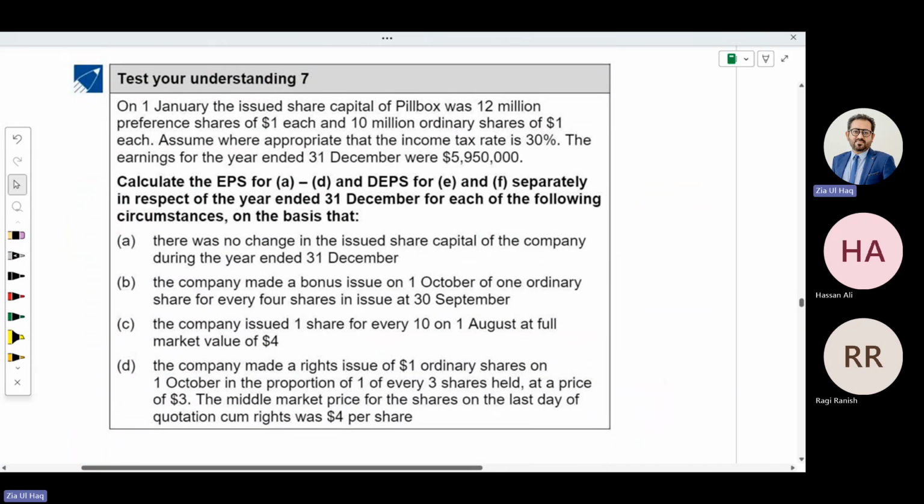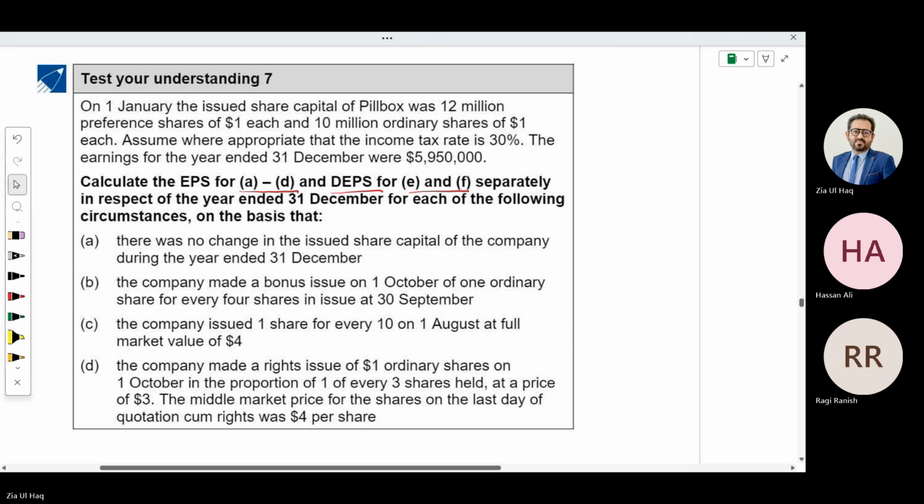Test your understanding 7. Calculate EPS for A to D, and diluted EPS for E and F separately. E and F is on the next page. So first calculate EPS for A to D.